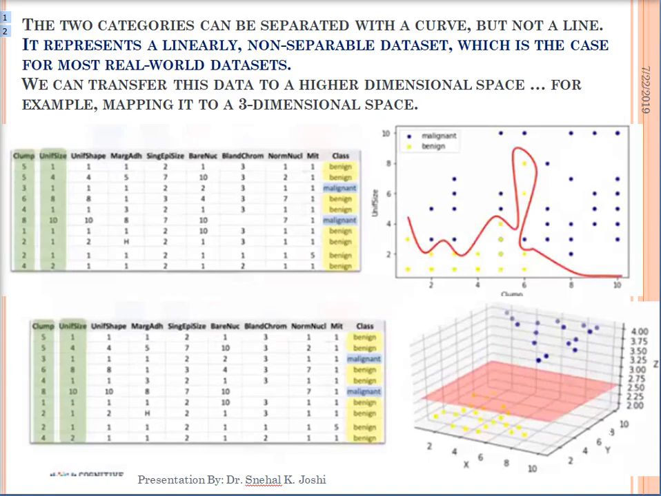The graph clearly shows that both the categories are separated with a curve and not with a line. It represents a linearly non-separable data set, and let us transform these data points into higher dimensional space. As shown in the graph, the data points are mapped into three-dimensional space. You can see the hyperplane dividing them.